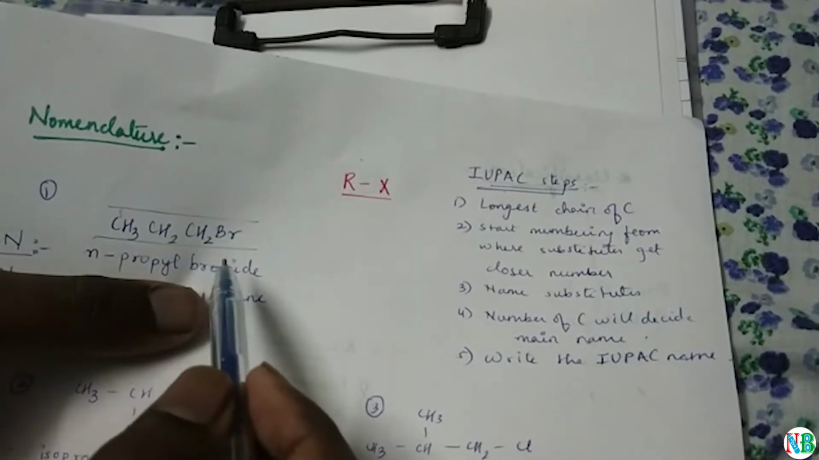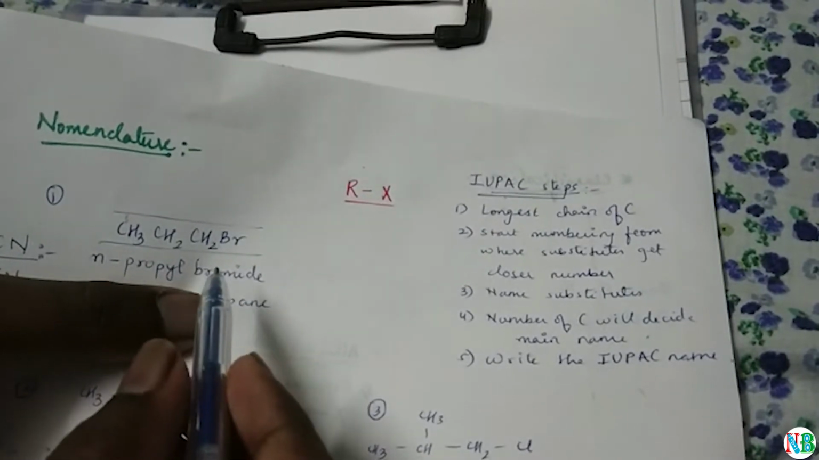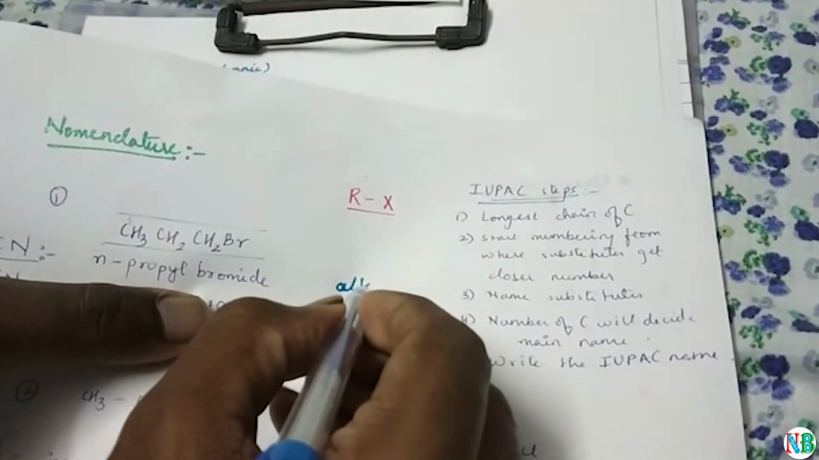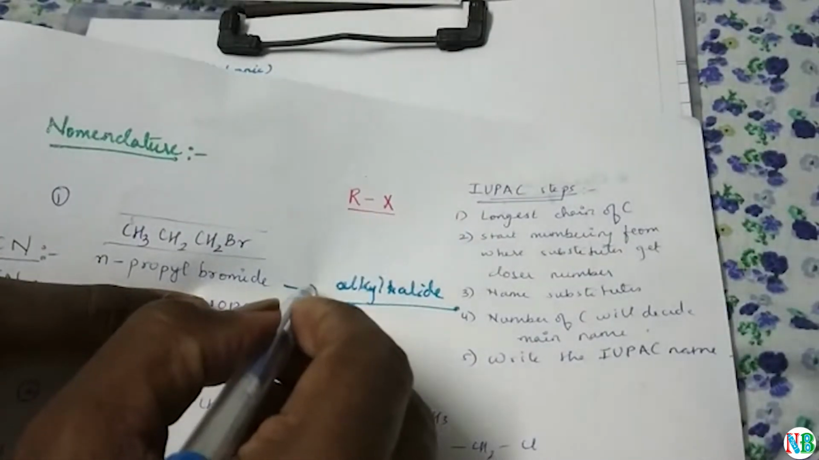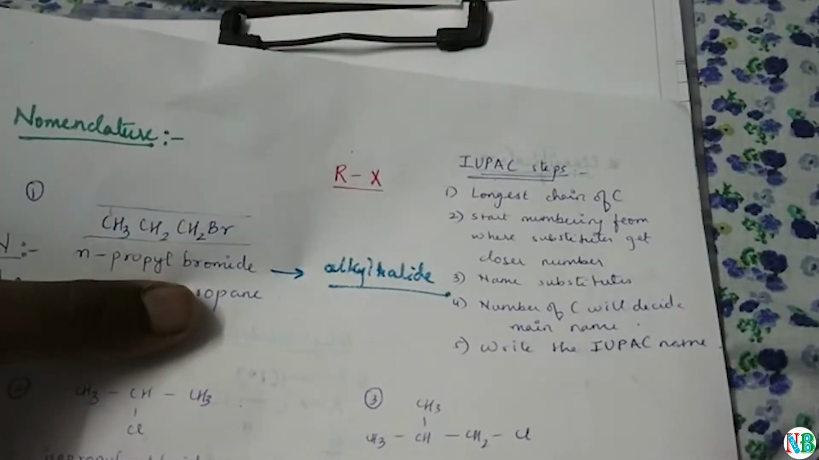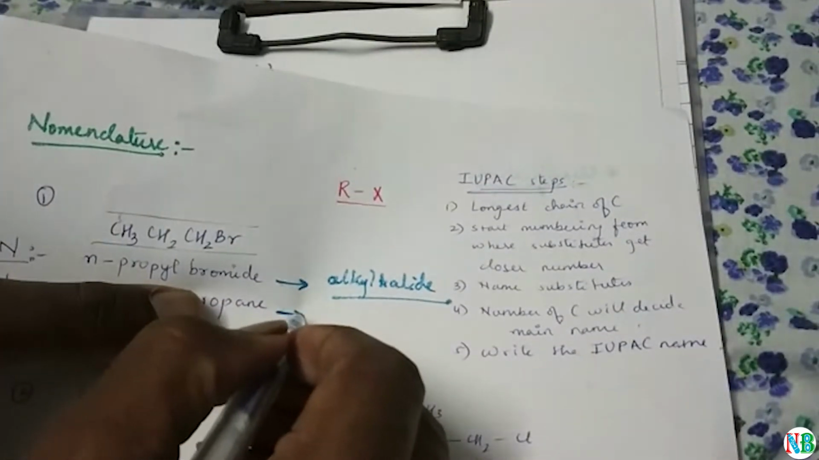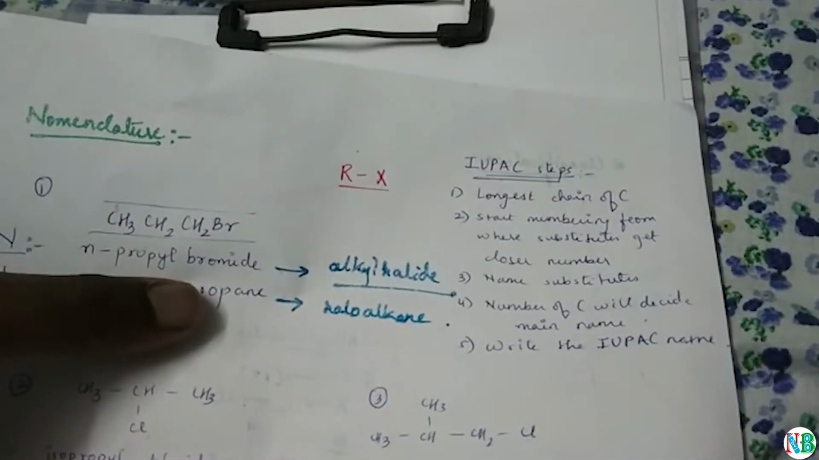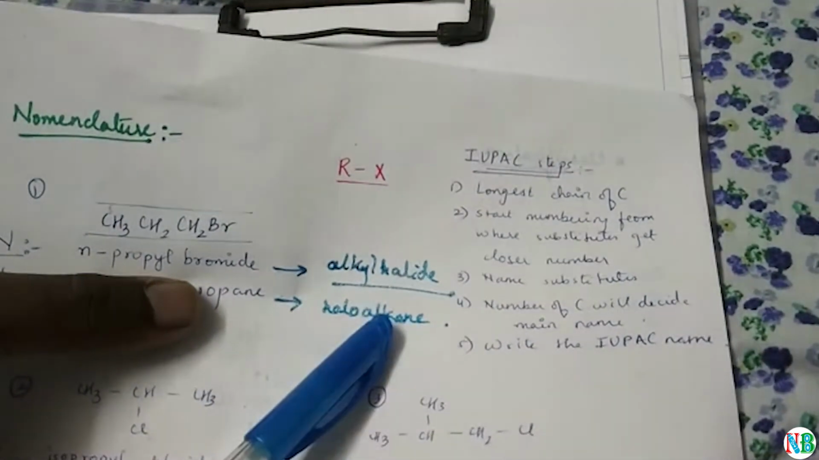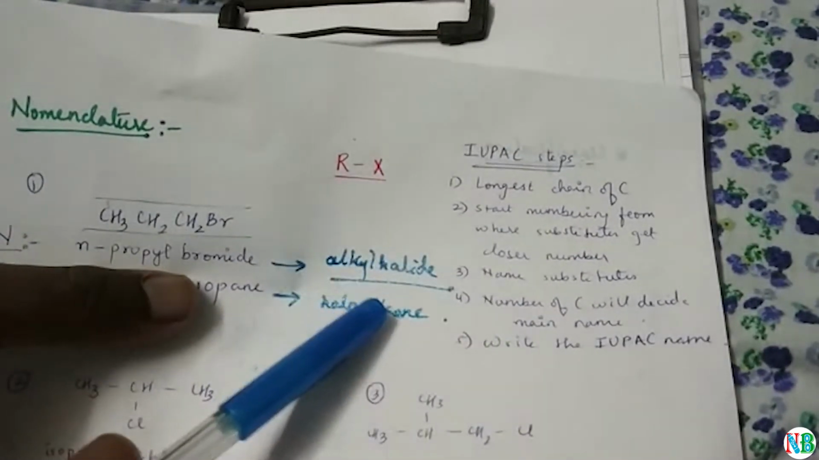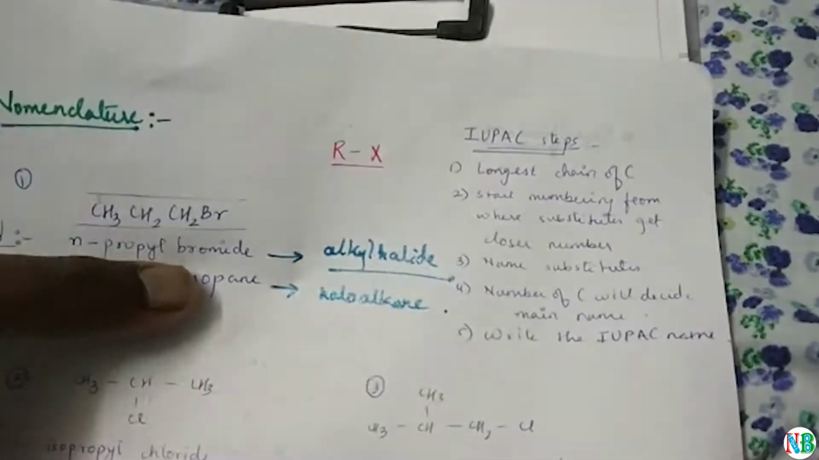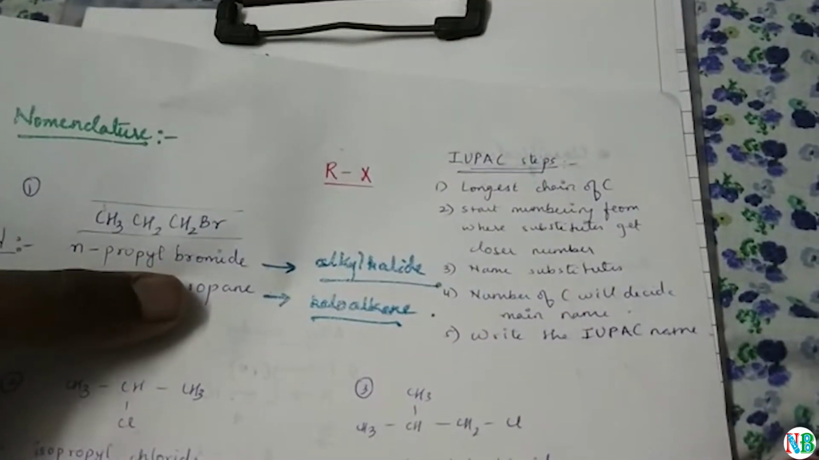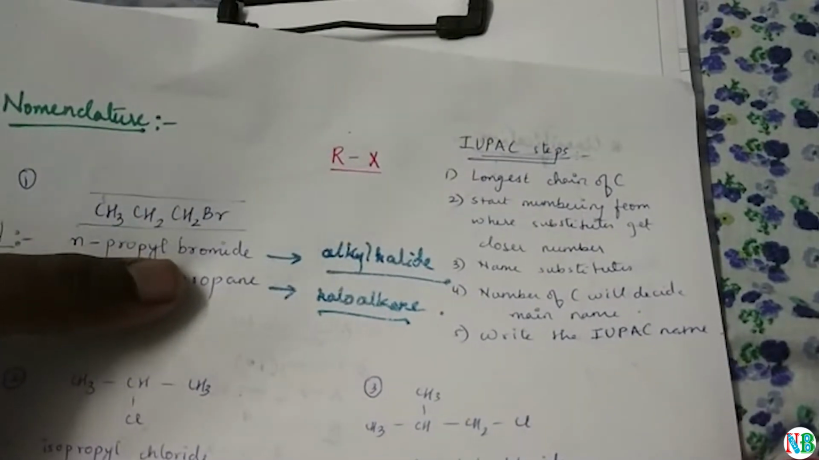So n-propyl bromide follows the basic format of alkyl halide. Common names follow the basic format of alkyl halide, while IUPAC names follow haloalkanes. Suppose I have bromomethane, or bromoethane, or pentyl chloride. So the basic formats are haloalkane and alkyl halide. Now moving on to our IUPAC name. So we'll apply the steps to it.